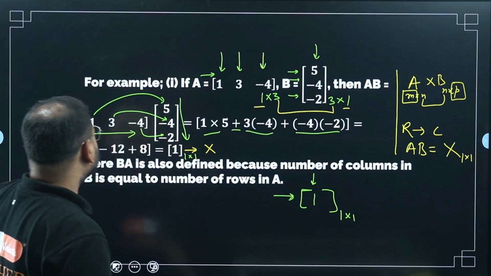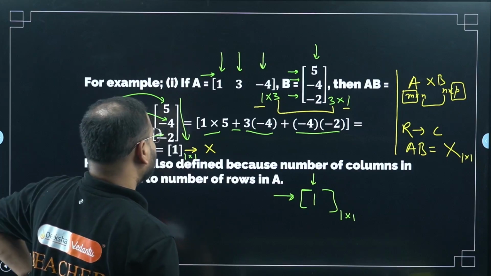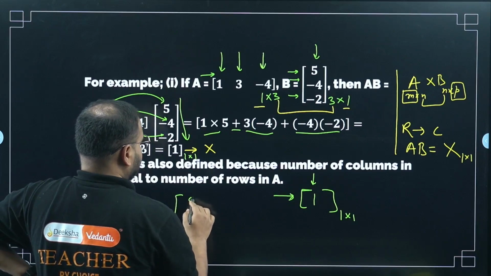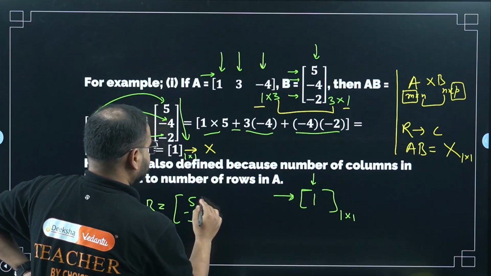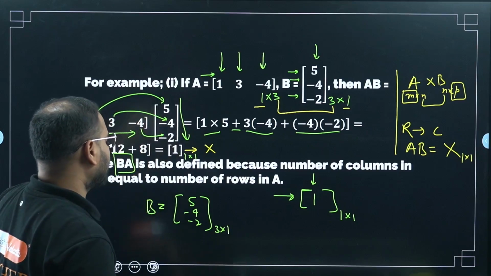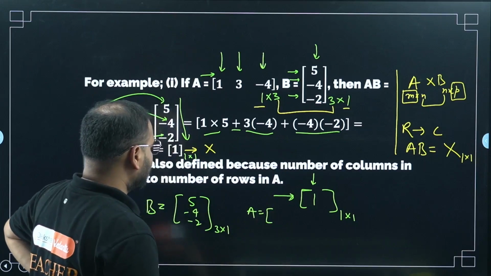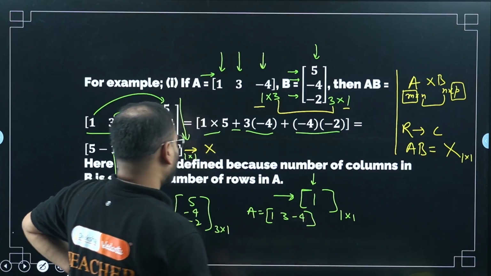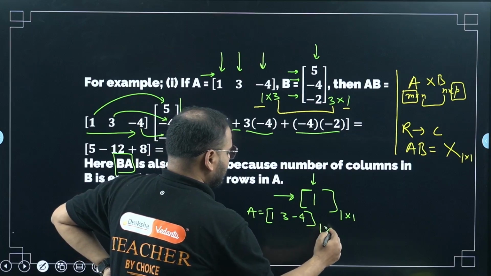Alright. So they are saying in this case, BA is also defined. Why is BA defined, sir? Let's see. If I write B first, which is 5, minus 4 and minus 2. Okay, so what is the order here? 3 cross 1. And what about A, sir? If I write A, it will be 1, 3 and minus 4. What is the order of this? 1 cross 3.